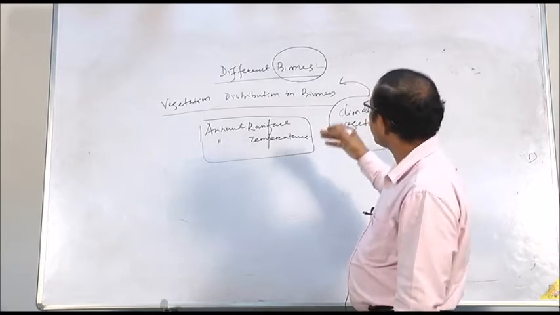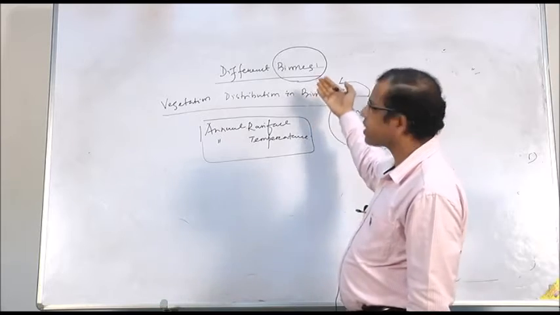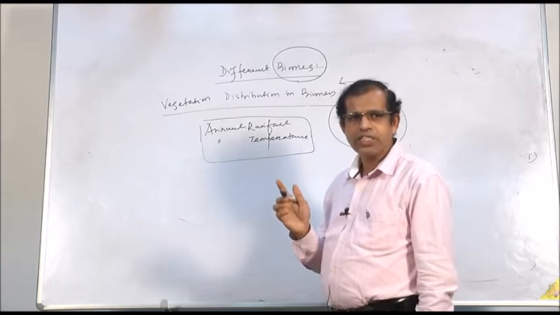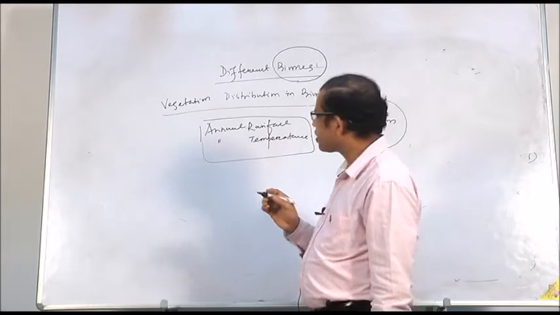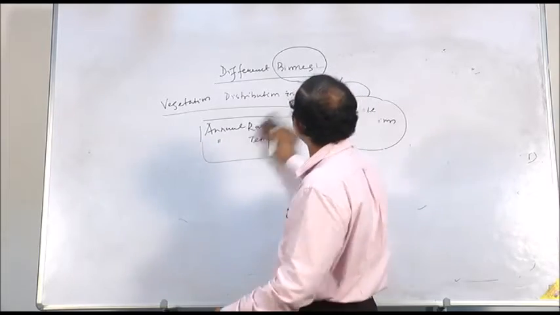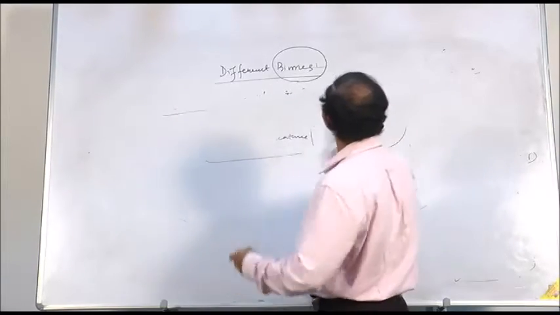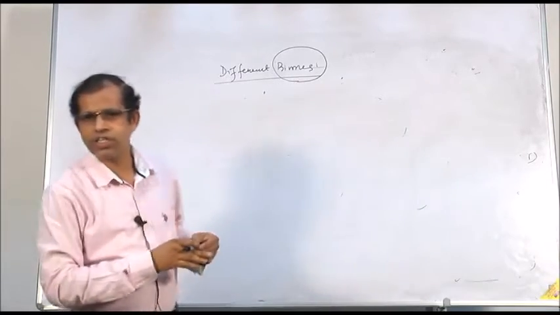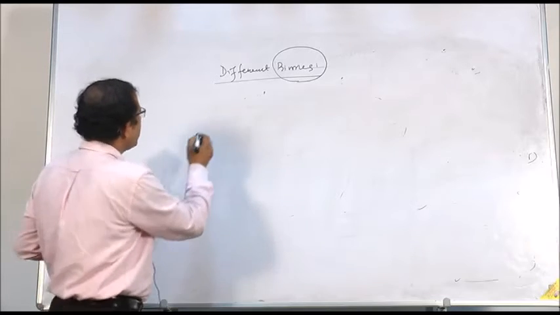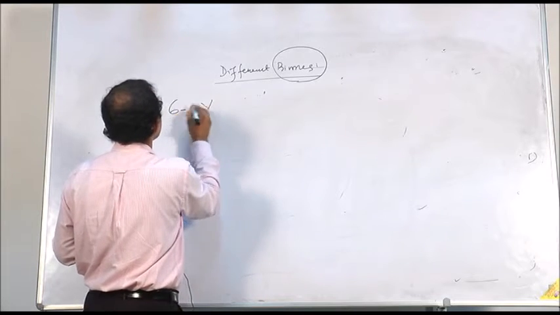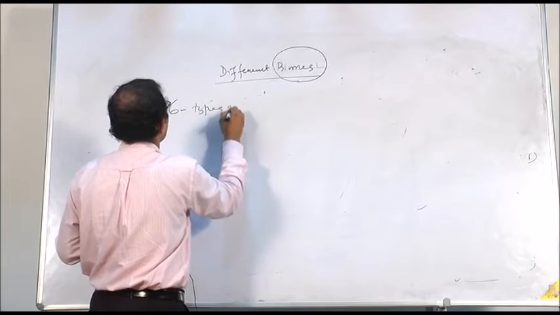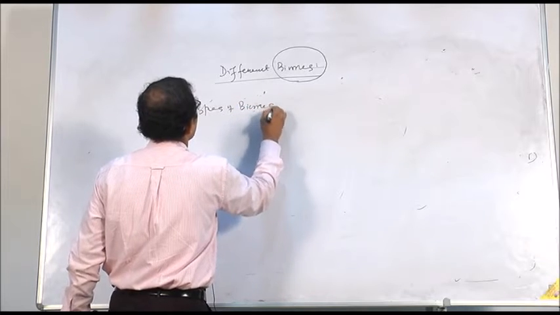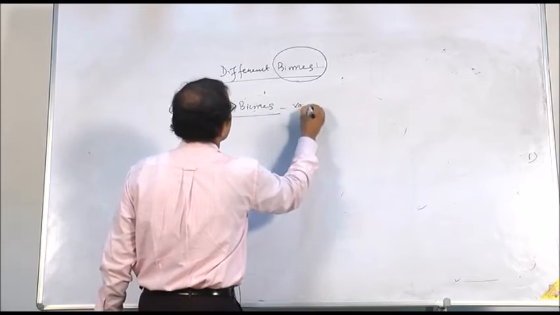If you want to discuss the different types of biomes based on rainfall and temperature, there are 6 major types of biomes. We will discuss these. There are 6 types of biomes based upon vegetation and climatic conditions. So it will be very easy. We can say 6 types of biomes based upon their vegetation.